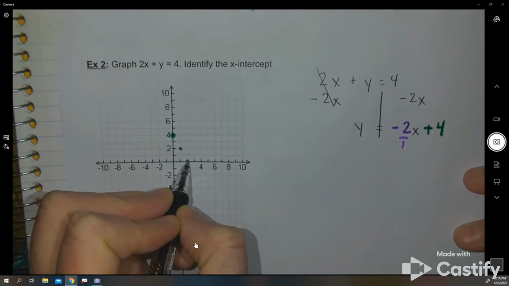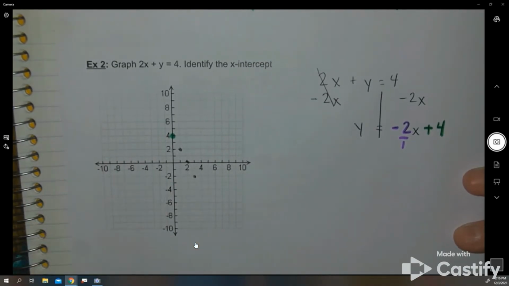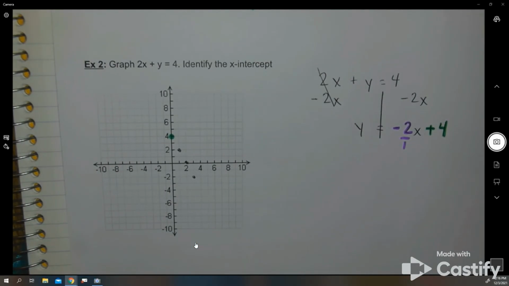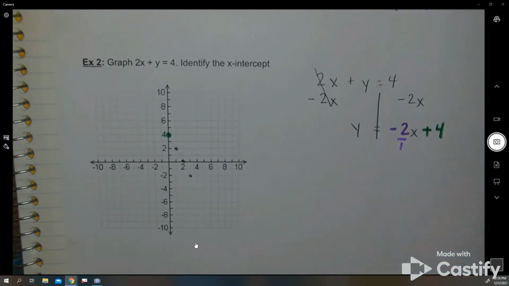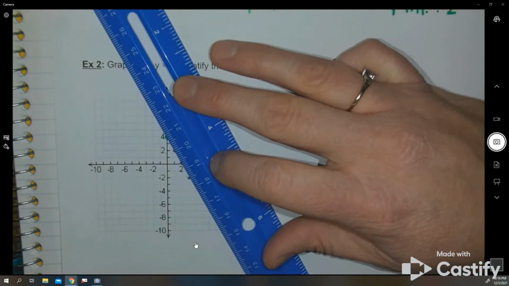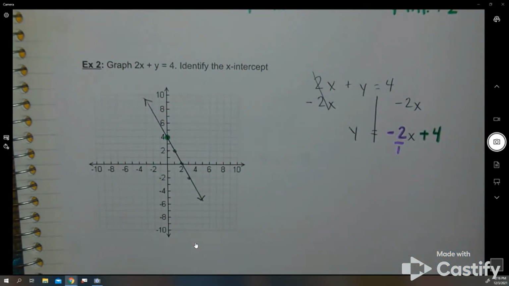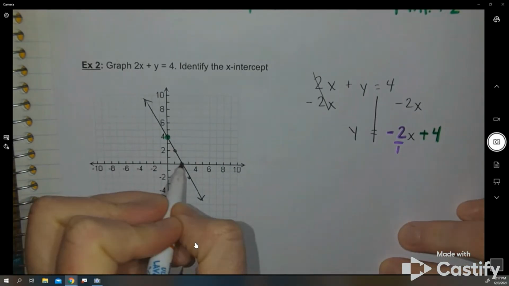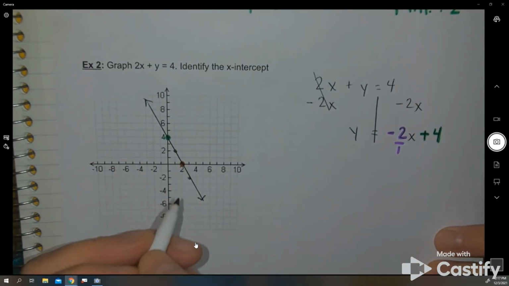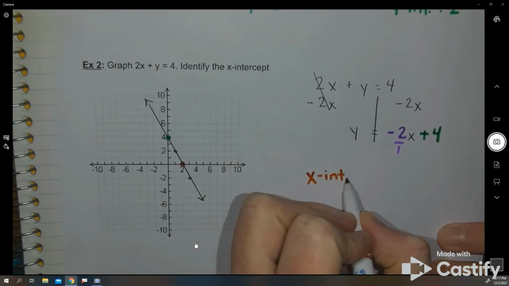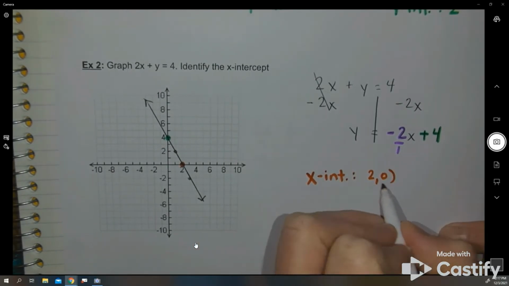Down 2 and right 1 space again, and again. So we're plotting all these additional dots. If I connect them using my ruler here, we notice that our graph touches the x-axis at 2, 0. So our x-intercept is the point 2, 0.